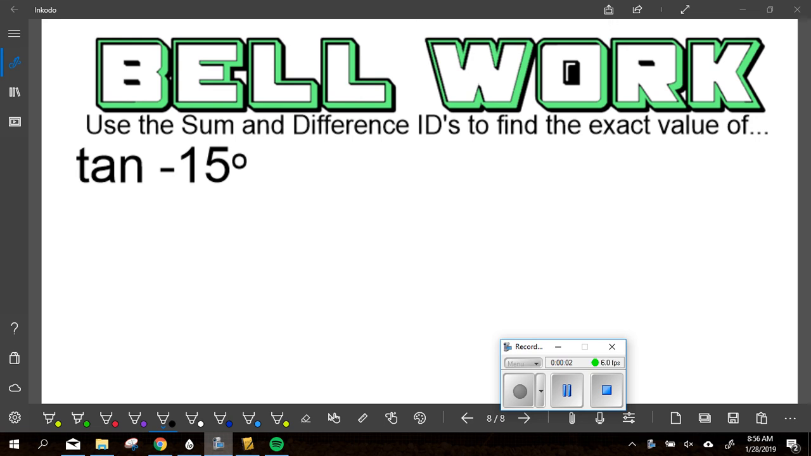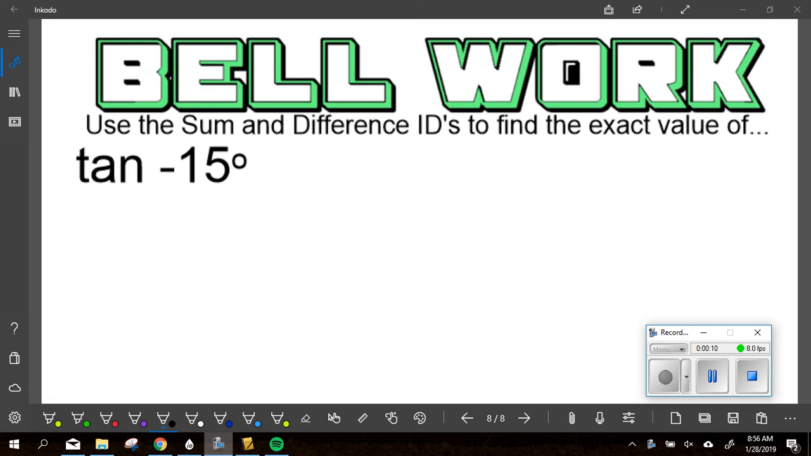We did this problem on Friday. You should be pretty good at it, but let's just make sure we're good with that. Tangent of negative 15. Which angles are we trying to avoid when we do tangent? 30, 150, 210, 330, anything that has a denominator of pi over 6. If you have a 6 in your denominator, that's one you want to avoid. What angles did we use to make negative 15?